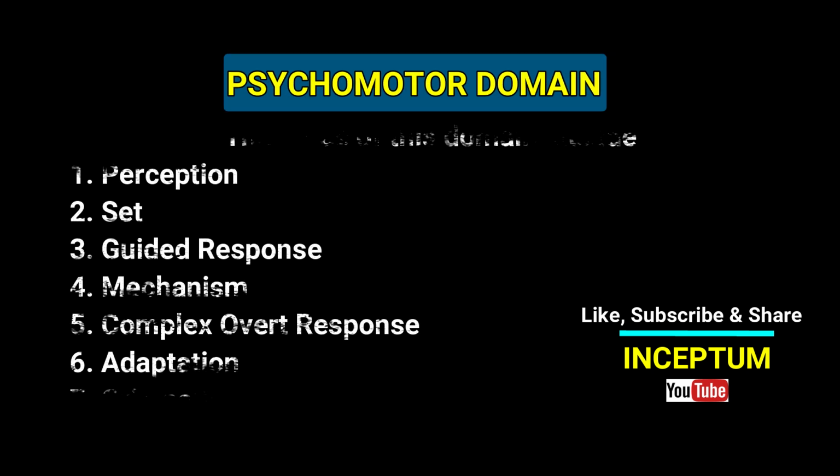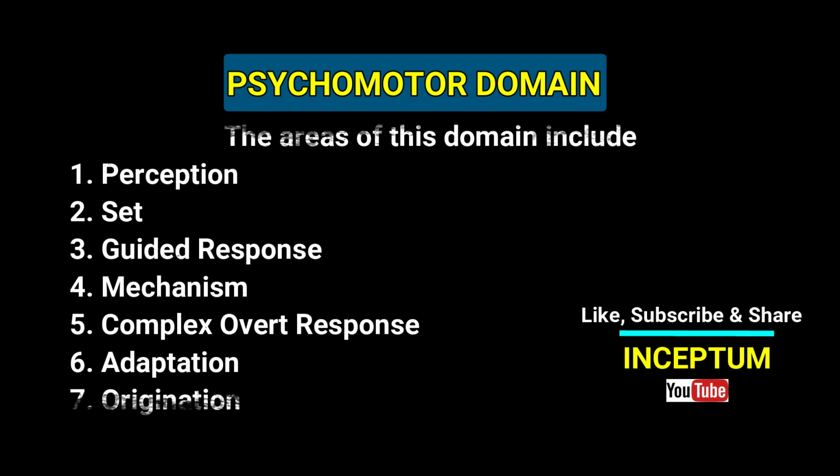The areas of this domain include: number 1, perception; number 2, set; number 3, guided response; number 4, mechanism; number 5, complex overt response; number 6, adaptation; and number 7, origination.